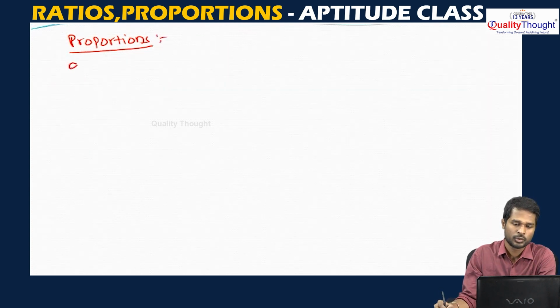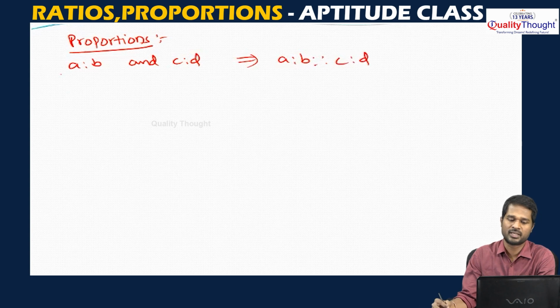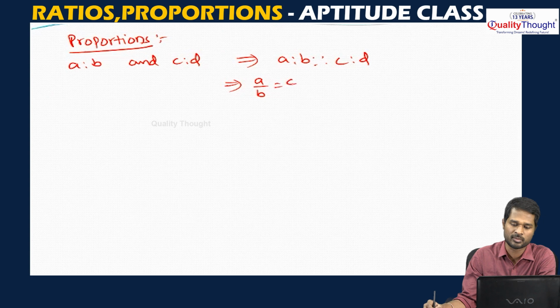When you have two ratios, A is to B and C is to D, if I want to say these two ratios are in proportion, then they should be equal. So, A is to B equals C is to D. If I say A is to B and C is to D are in proportion, I can write them as A is to B equals C is to D, where I can write as A by B is equal to C by D.